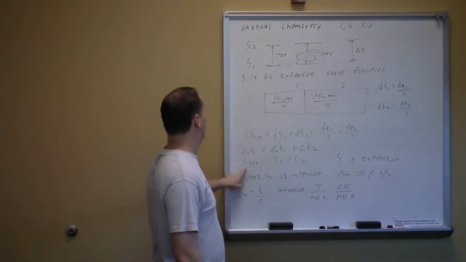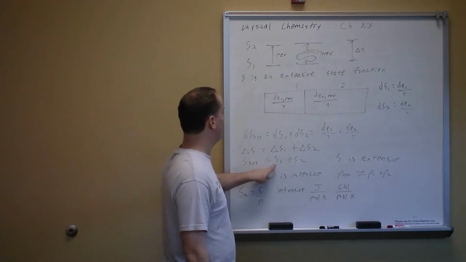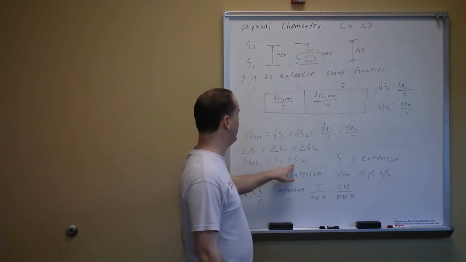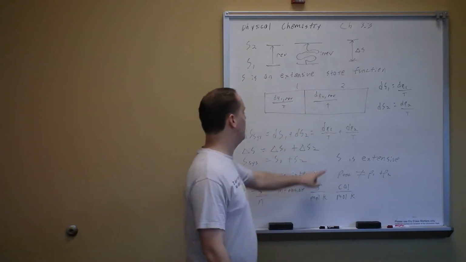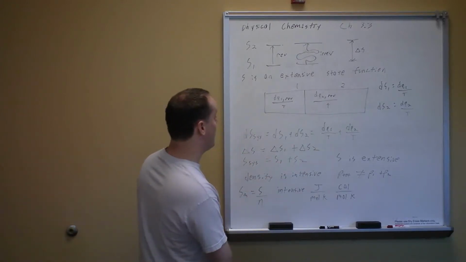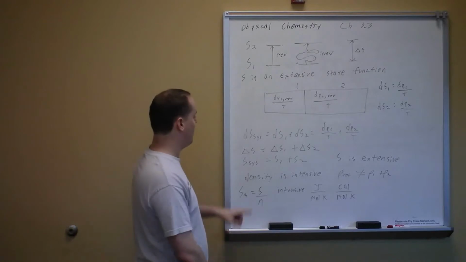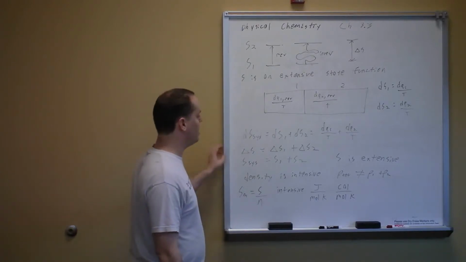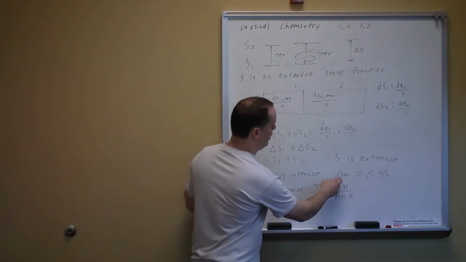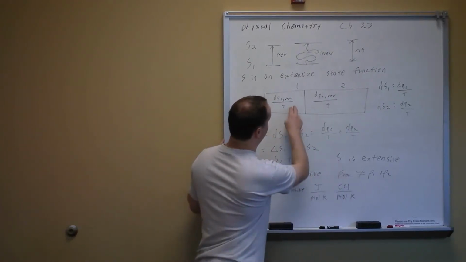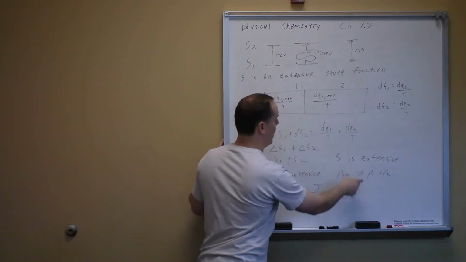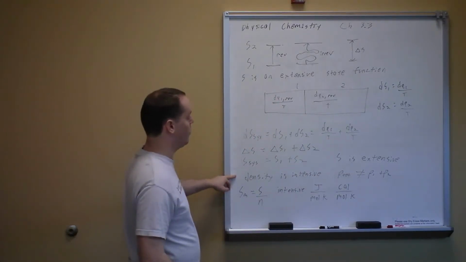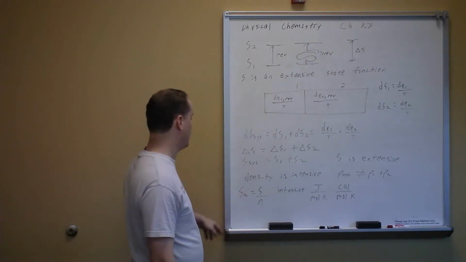Or put another way, the total entropy of the system is equal to the entropy of system side 1 plus the entropy of system side 2. So S is an extensive quantity. Now, for comparison, just refresh your memory, density is an intensive quantity. So you couldn't add up the density here to get the density here and get total density. That would not make any sense. So you can add up extensive quantities. You can't add up intensive quantities.